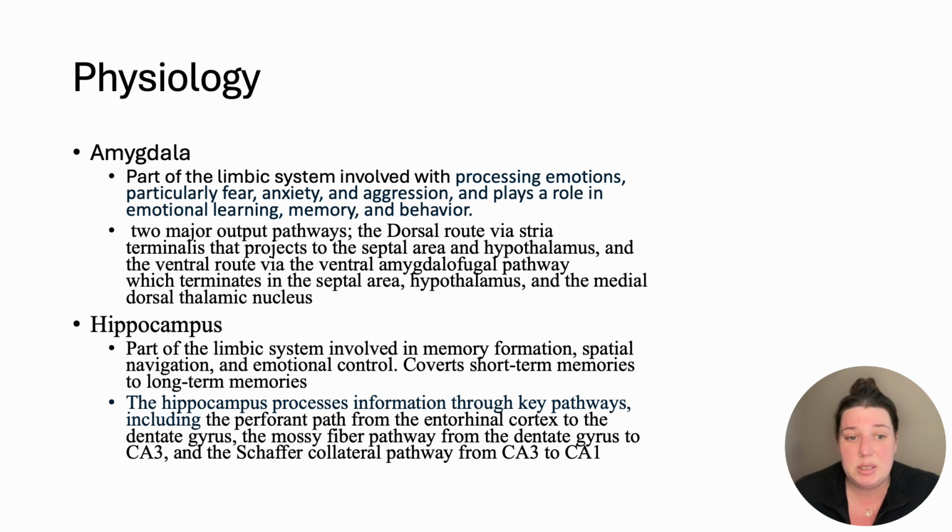The hippocampus is part of the limbic system, involved in memory formation, spatial navigation, and emotional control. It converts short-term memories to long-term memories. The hippocampus processes information through key pathways, including the perforant path from the entorhinal cortex to the dentate gyrus, the mossy fiber pathway from the dentate gyrus to CA3, and the Schaffer collateral pathway from CA3 to CA1.